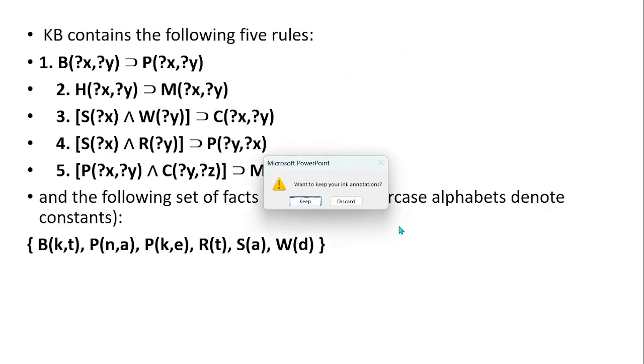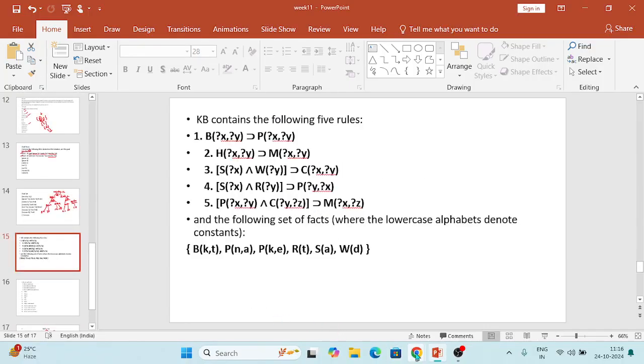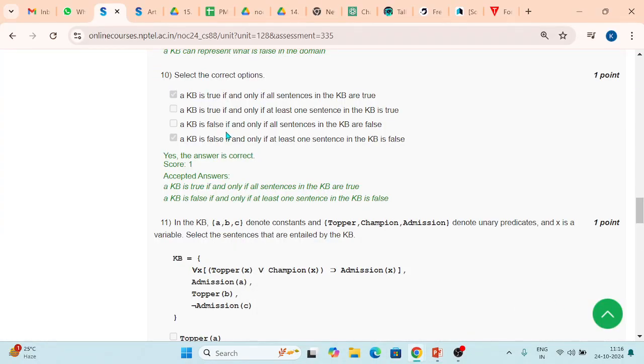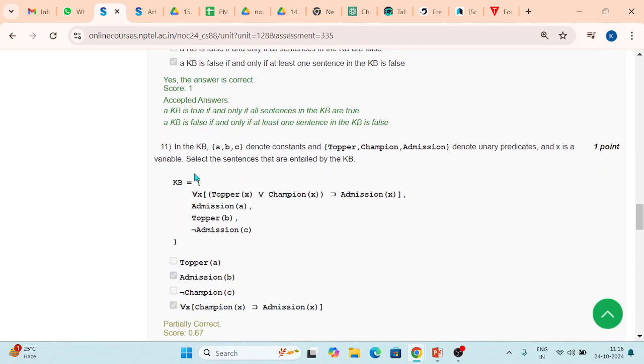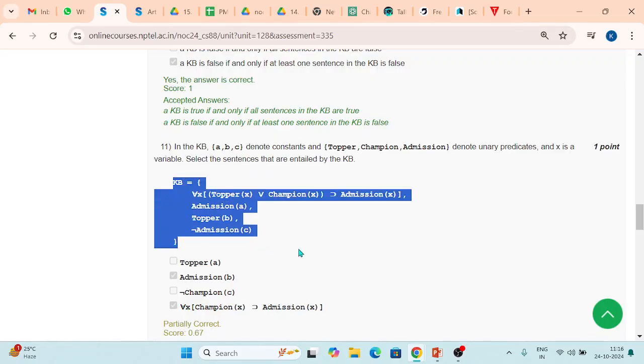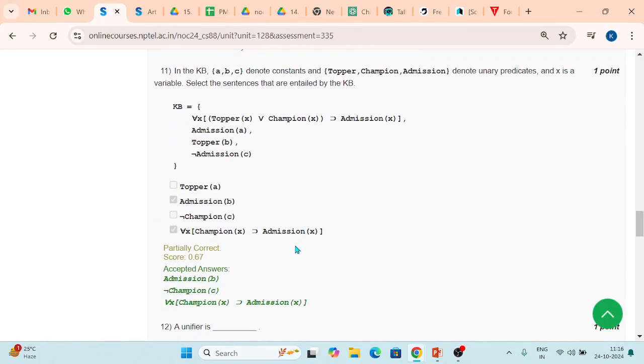Now we will see our assignment questions. First, this is the 11th one. In the KB, A, B, C denote constants, and topper, champion, admission denote unary predicates, and x is a variable. These are the sentences they had given to us, and they are asking to select the sentences that are entailed by the KB.